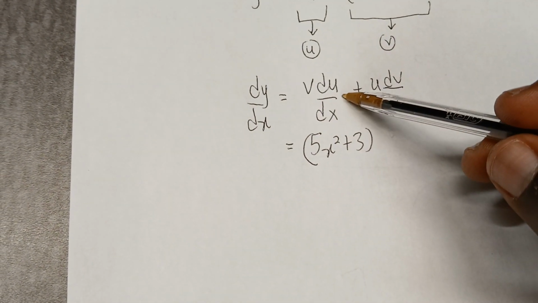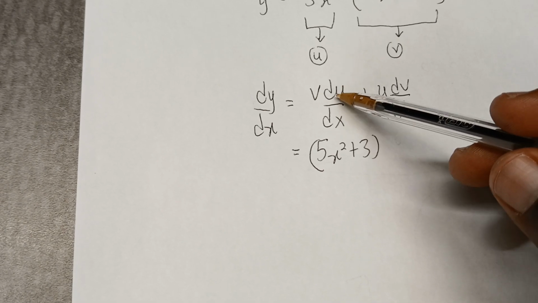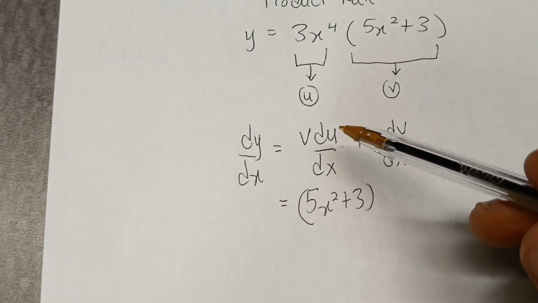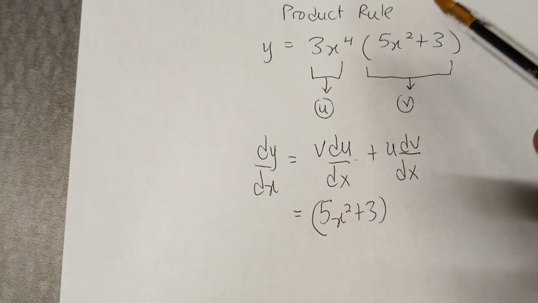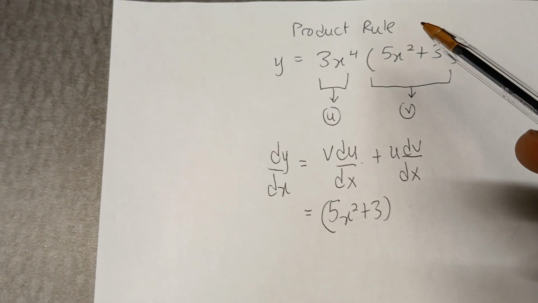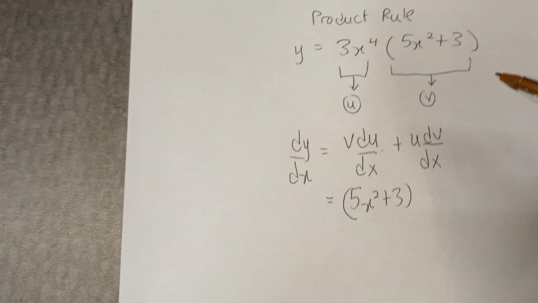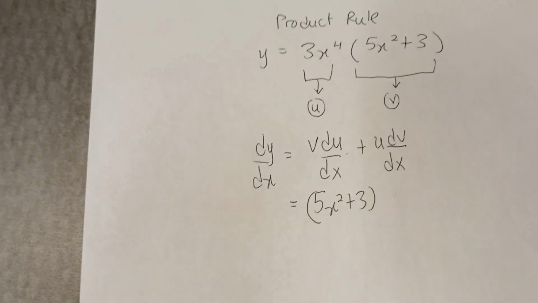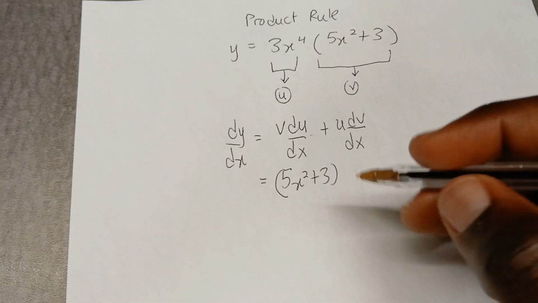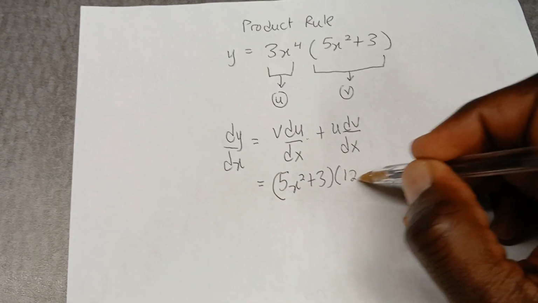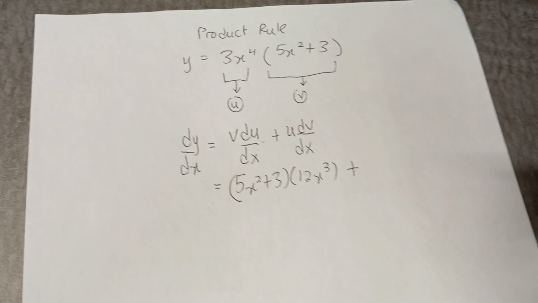du/dx refers to the first derivative of the function u with respect to x. And what is that? By looking at this 3x^4, we can use the power rule to find the derivative, and we find out that the derivative is simply 12x^3. So let's continue with the formula.